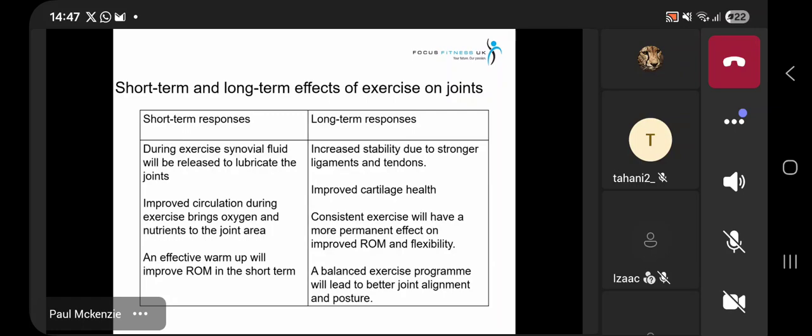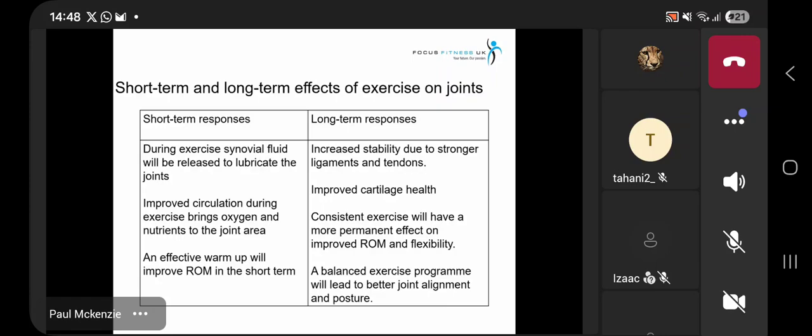Now let's look at the long-term effects. You have increased stability due to stronger ligaments and tendons, improved cartilage health. So if you're doing some degree of impact activity, not an excessive amount, but say moderate amounts of running, for example, or skipping, that's going to improve the health of the cartilage, the hyaline cartilage that covers the ends of the bones.